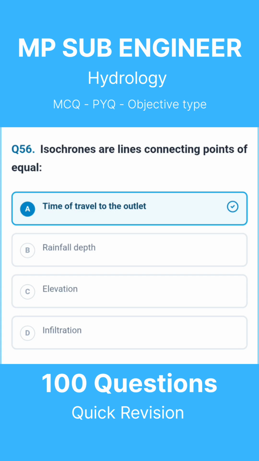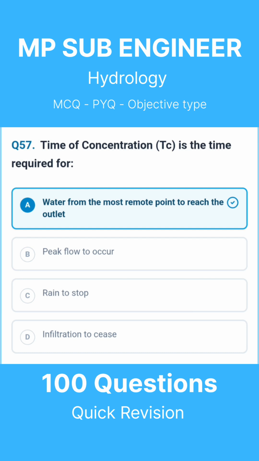Question 56. Isochrones are lines connecting points of equal. The correct answer is time of travel to the outlet. Question 57. Time of concentration Tc is the time required for. The correct answer is water from the most remote point to reach the outlet.